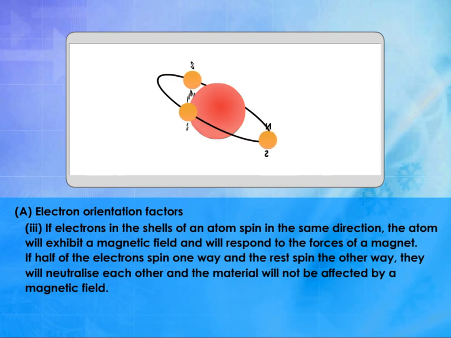If electrons and the shells of an atom spin in the same direction, the atom will exhibit a magnetic field and will respond to the forces of a magnet. If half of the electrons spin one way and the rest spin the other way, they will neutralize each other, and the material will not be affected by a magnetic field.